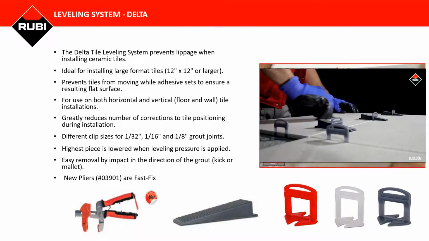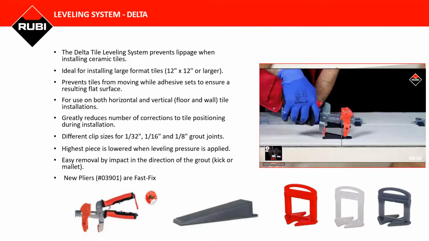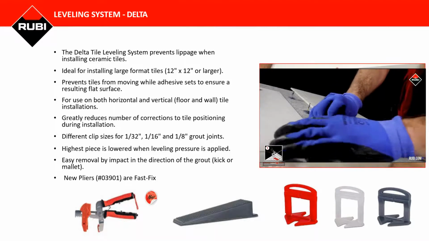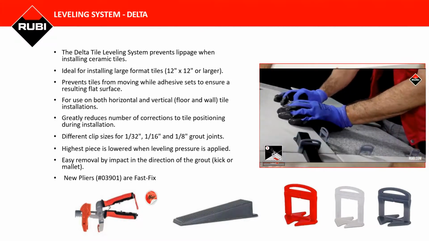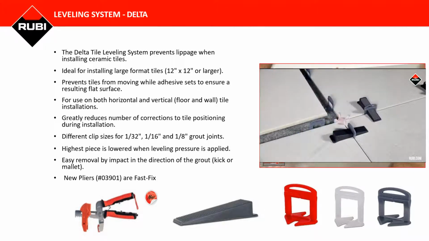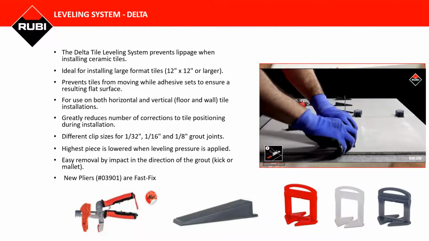All right. We do like to play nice with others. As I said, many manufacturers make a similar system. You can use our clips with their wedges, and you can use our wedges with their clips. So don't feel like you just have to buy the Ruby Delta leveling system to use with your existing clip and wedge system.